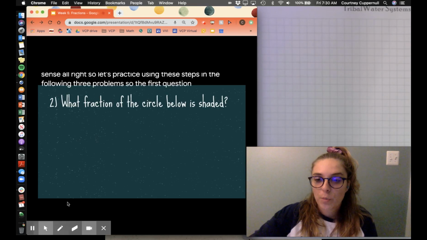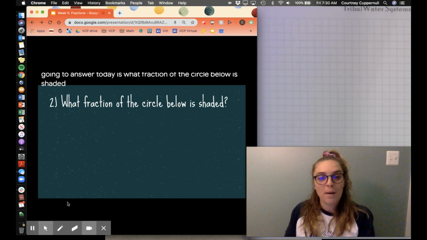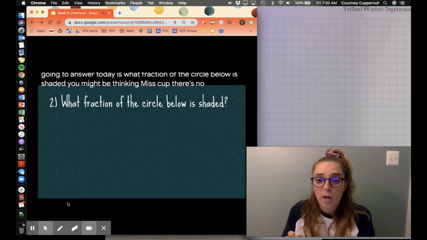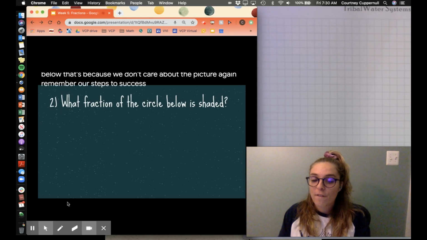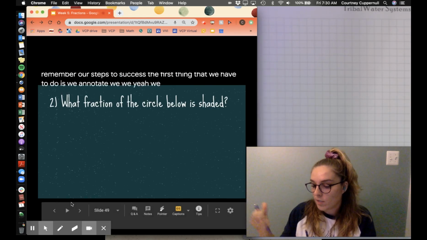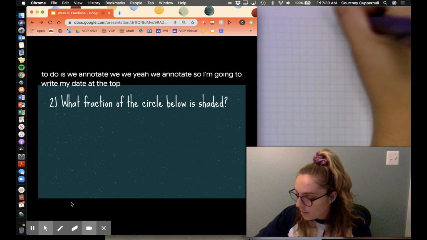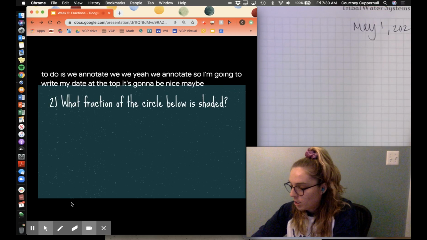So the first question that we're going to answer today is, what fraction of the circle below is shaded? You might be thinking, Ms. Cupp, there's no picture below. That's because we don't care about the picture yet. Remember our steps to success. The first thing that we have to do is annotate. So I'm going to write my date at the top. It's May 1st.